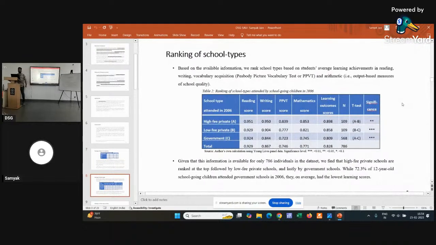Similarly, we construct a ranking of school types based on the reading, writing outcomes of children. We find that high-fee private schools come out topmost, low-fee private comes in between, and government schools, as we expect, come out at the bottom.